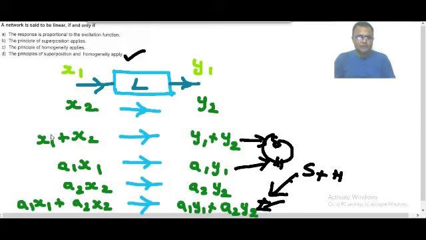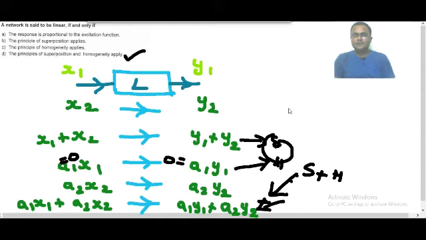See here, suppose I assume this a1 is equal to 0. Suppose I assume a1 is equal to 0, here also the output has to be equal to 0. So what I am trying to say is, in a linear system if the input is 0, then the output has to be equal to 0. If that is not the case, then we can say that the system is a non-linear system.